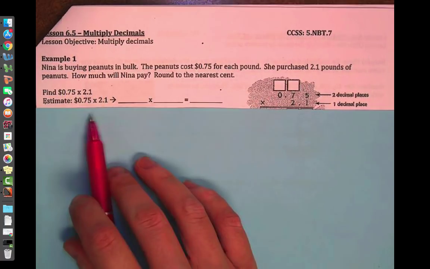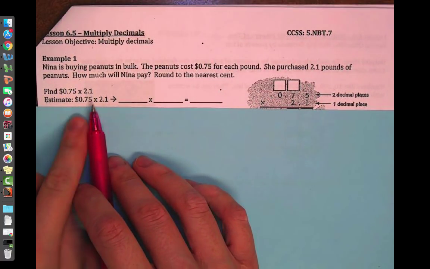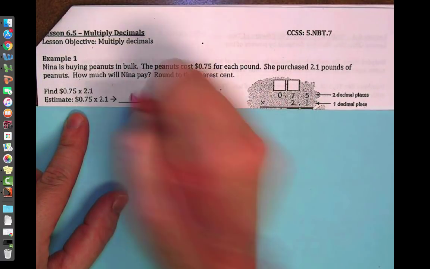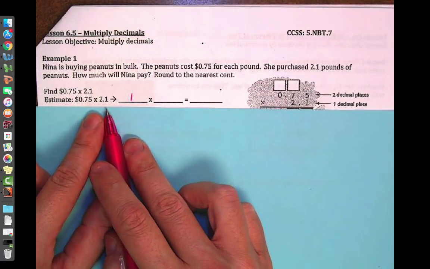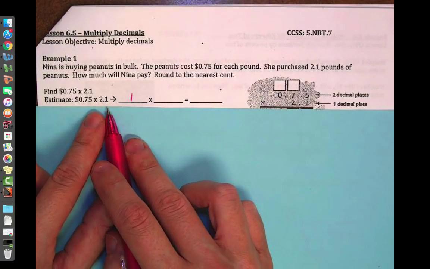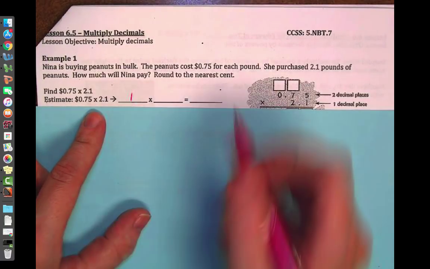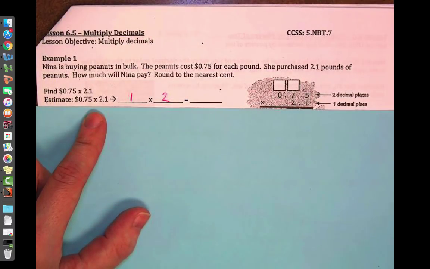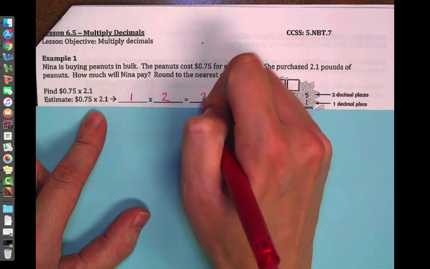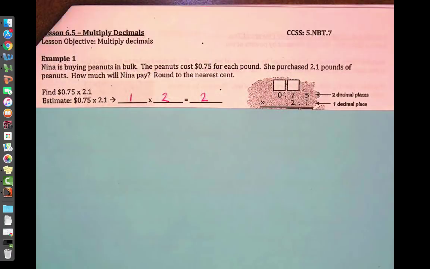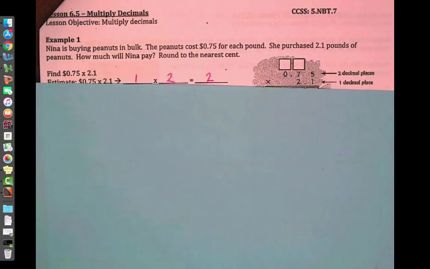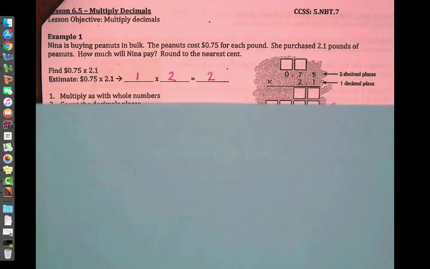They do their estimation. 75 cents is closest to what dollar? So closest to $1. And 2 1/10 is closest to what whole number? It's closest to 2. So when I multiply those together, I end up with 1 times 2, which is 2. So my answer should be close to 2. And if not, we either need to relook at our multiplication or relook at where we placed our decimal.